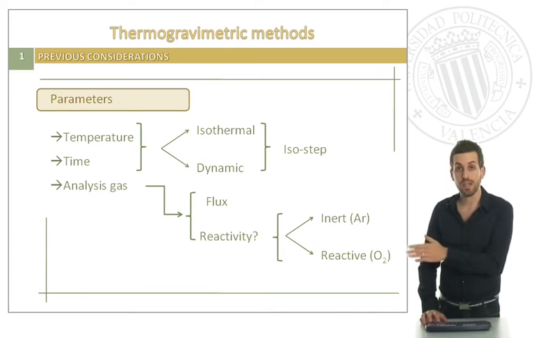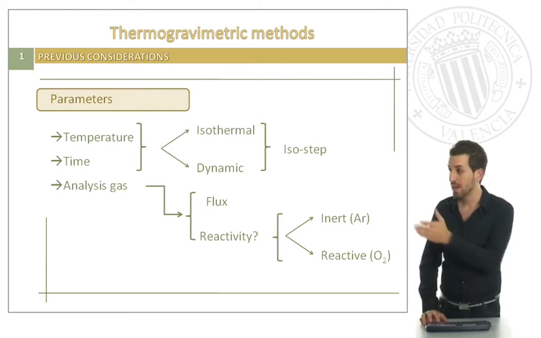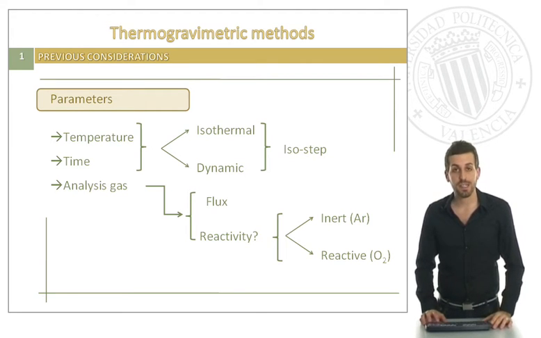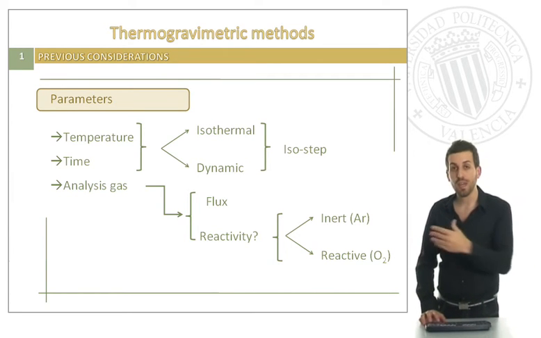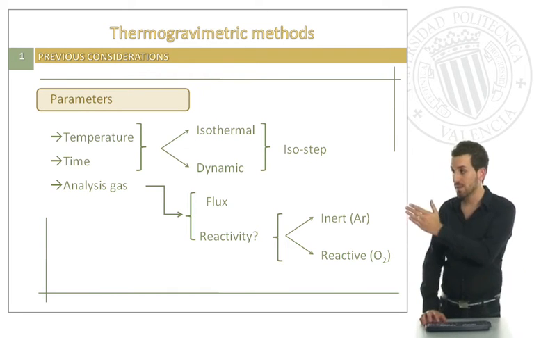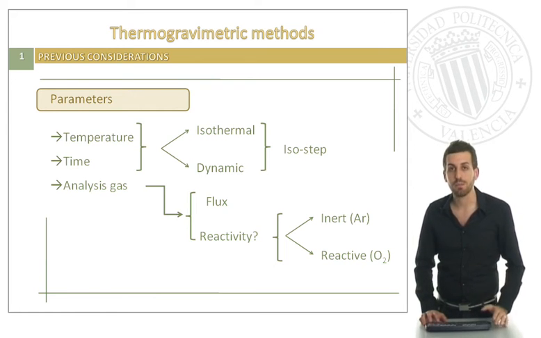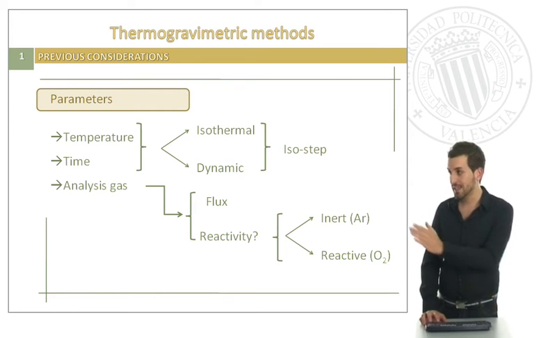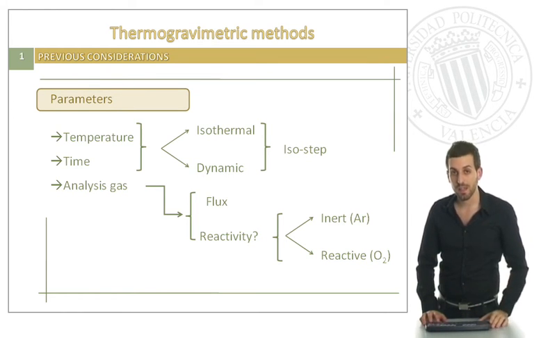If we don't want that, so we only want to analyze the thermal stability of our sample, we will have to apply an inert gas, such as argon or nitrogen. If we want a reaction between our sample and the environment, we will have to apply some oxygen or air in order to have a reactive atmosphere. Let's see then, according to the different combinations of temperature and time, the different methods that we can apply.